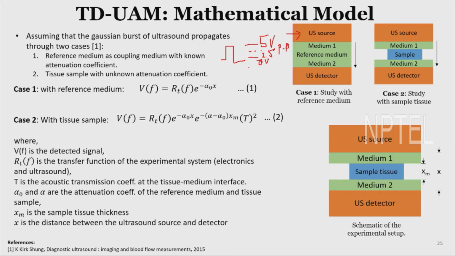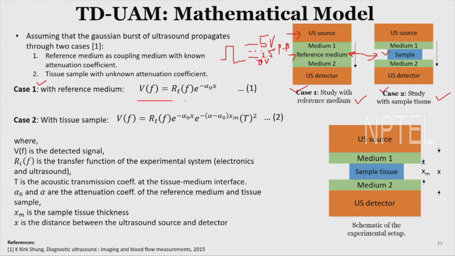So to quantify the acoustic attenuation coefficient, we come up with two different cases. In case one, we assume that the reference medium is there in the center. In case two, we assume that the actual tissue sample is there in the center domain, instead of the reference medium. So we have the voltage detected with the reference medium and the voltage detected using the sample tissue. In the case of the reference medium, the reference medium is the same as the coupling medium.